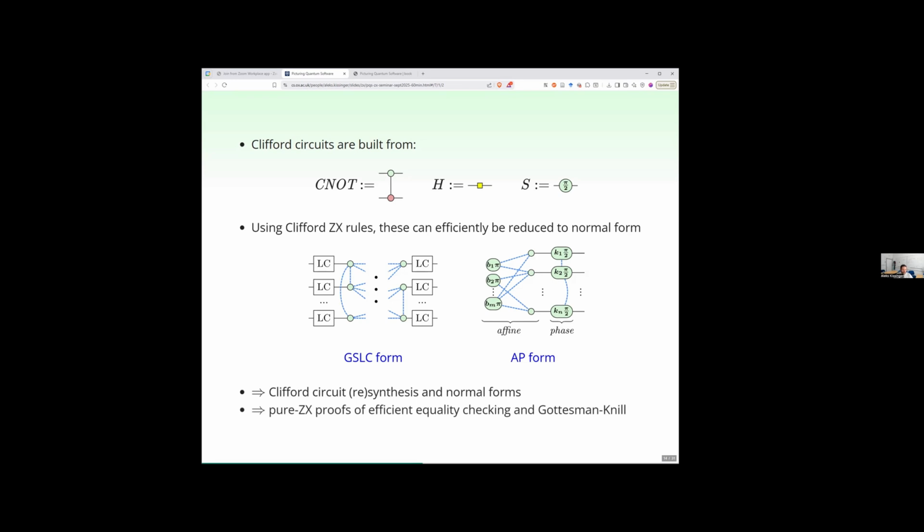Something that's quite nice that we did here is give purely ZX proofs of efficient equality checking and the Gottesman-Knill theorem. So for classical simulability, you can really just give pure rewriting proofs of this. You don't need any stabilizer theory to prove this. It's really just take my circuit, plug up the inputs and outputs, and run some simplifier, and out pops an amplitude, and then you can use that for efficient classical simulation.